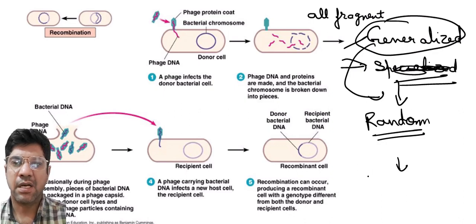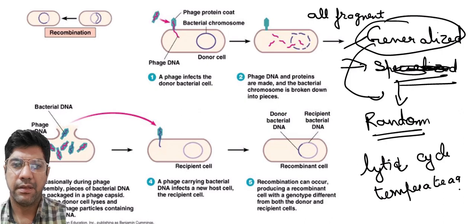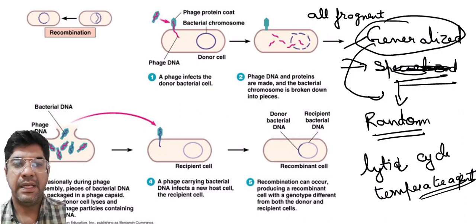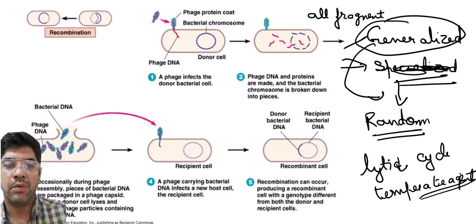So this process occurs during the lytic cycle of the temperate phage, when the phage infects a bacterium and starts replicating. It can incidentally pack a piece of bacterial DNA instead of its own genome.